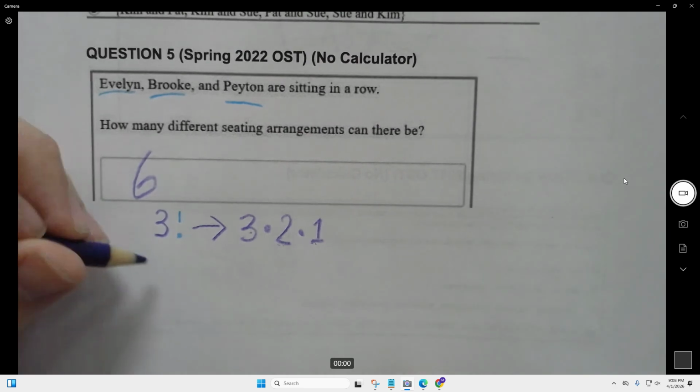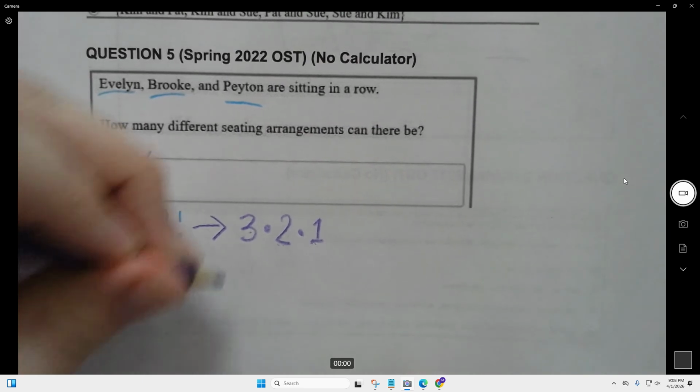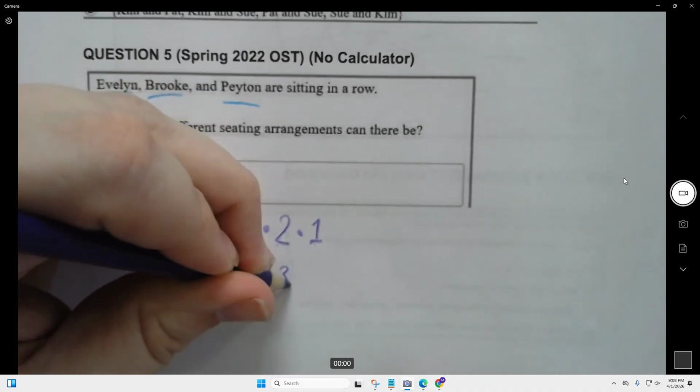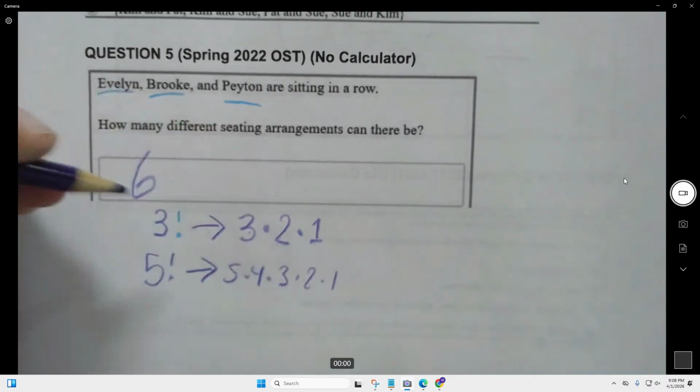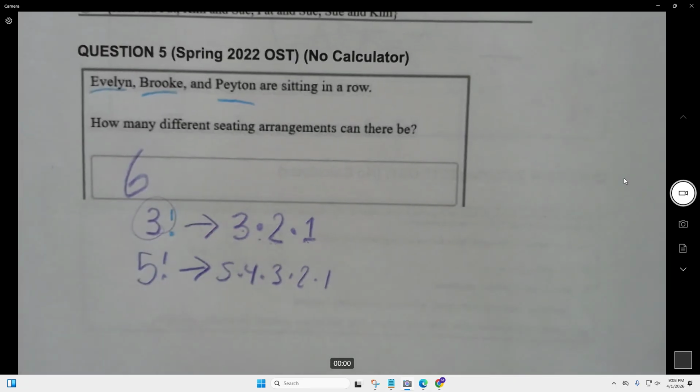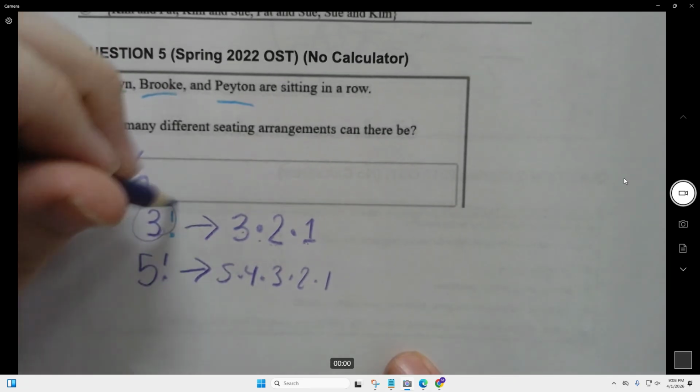If they gave you more, if they gave you 5 names, a very excited 5 would have 5 times 4 times 3 times 2 times 1. You just start at whatever number is in front of the factorial and multiply all the way down to 1. But in this case, it is 6.